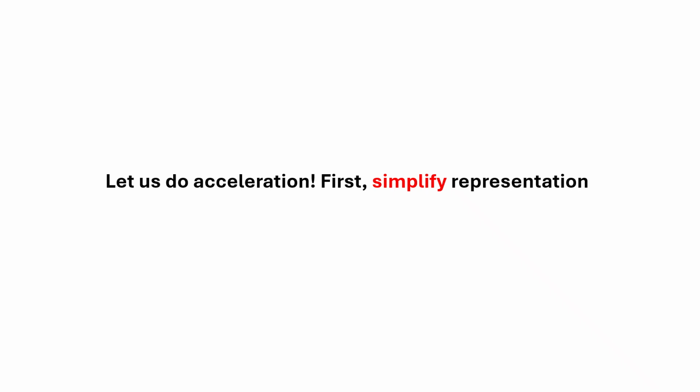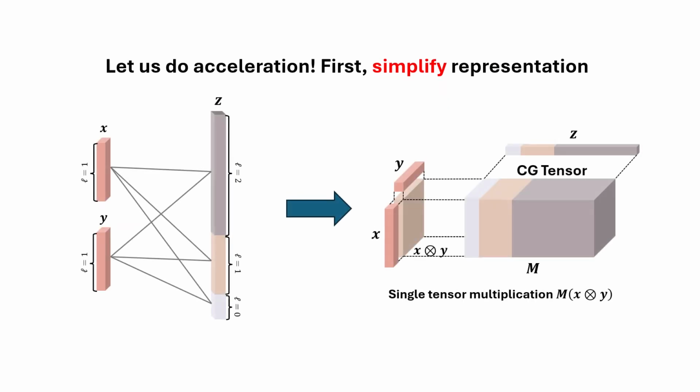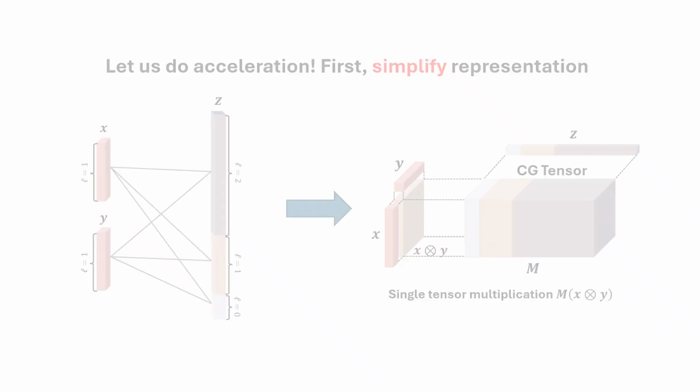Let us do acceleration. First, we simplify the representation of the Clebsch-Gordan tensor product. We rewrite it as a single core tensor operation. Any pairwise interaction between two rotation feature blocks can be captured by one core tensor applied to their combined features. As shown on the bottom, fusing the two blocks becomes one tensor multiply instead of many branching paths. The core is extremely sparse and repeats values, so we exploit that with tensor decomposition.